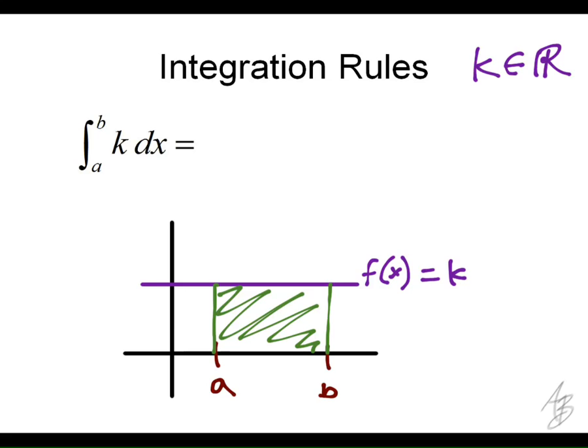Cole? B minus a times k. Yes. So b minus a would be the width of that interval, or the width of that rectangle, and k would be the height of that rectangle, so it would just be k times b minus a. And this is just the area of a rectangle. So when we take the integral of a constant, we're taking the area of a rectangle. Keep in mind, if that constant's negative, we're going to get a negative area, right? Okay, next rule.